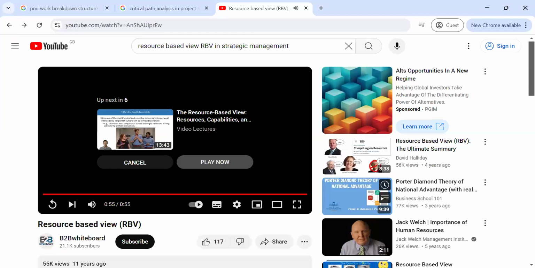Okay, so that model was RBV, resource-based view, and how Tesla is using it.